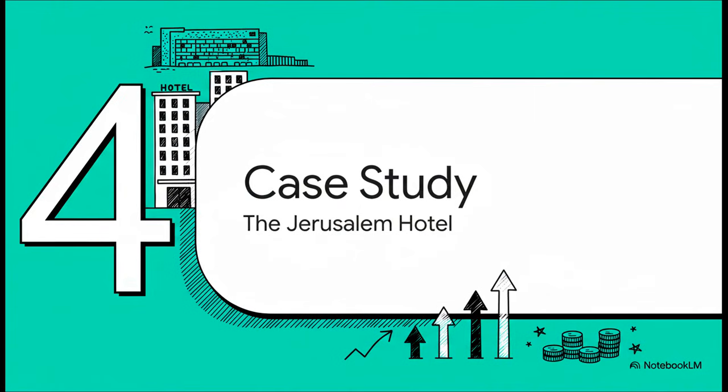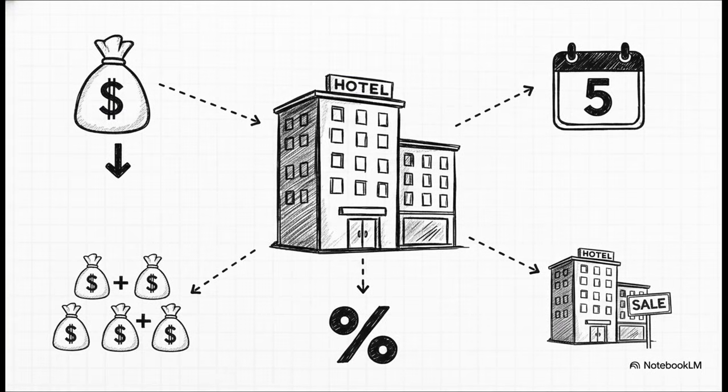All right, theory's great, but let's make this concrete. Let's walk through a real-world example, a proposal from an entrepreneur who's looking for funding to build a new hotel in Jerusalem. Okay, here are all the key numbers for our hotel project. The initial investment is a hefty 12 million shekels. The plan is to run it for 5 years, pulling in cash each year, and then sell the whole thing. And the investor's required rate of return, that's our discount rate, is 14%.